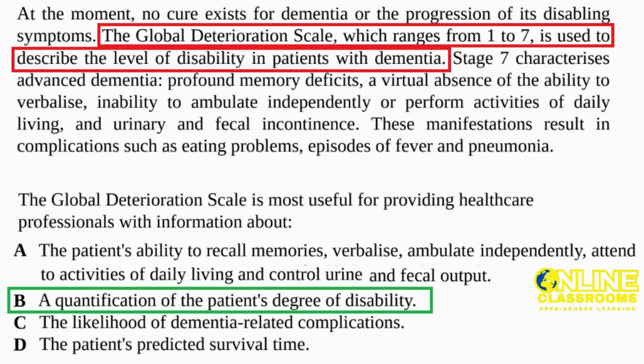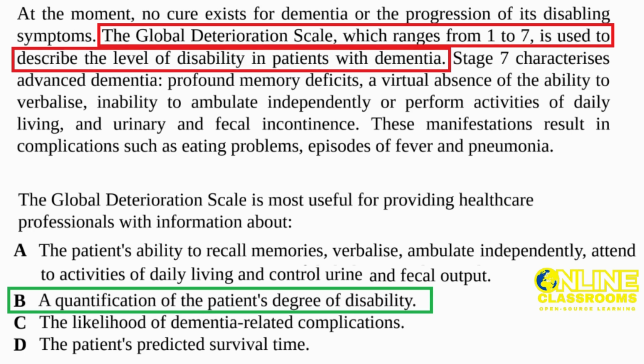B. A quantification of the patient's degree of disability. This option is correct. The paragraph mentions that the Global Deterioration Scale is used to describe the level of disability in patients with dementia. This directly supports the idea that the scale provides a quantification of the patient's degree of disability.